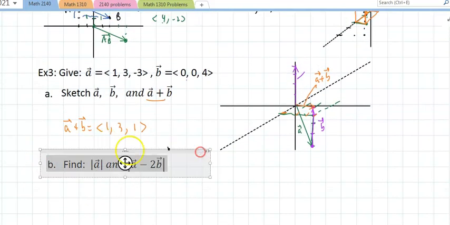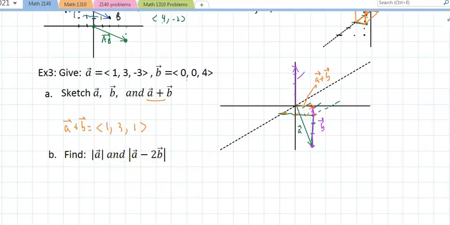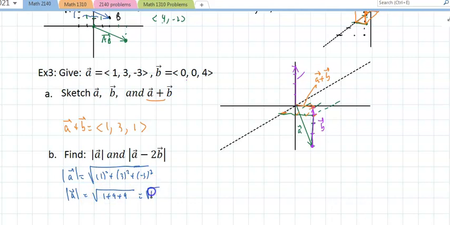Find the magnitude of A. Well, again, a lot of practice. Magnitude of A is simply the square root of the 1 squared plus the 3 squared plus the negative 3 squared. The magnitude of A would be the square root of 1 plus 9 plus 9. That is the square root of 19. Done deal.